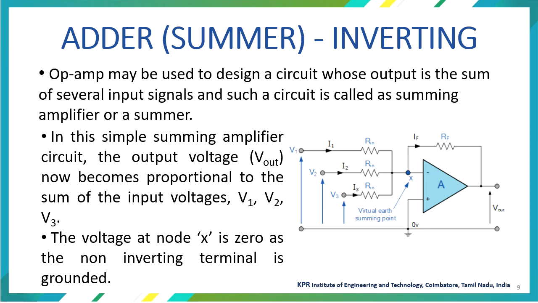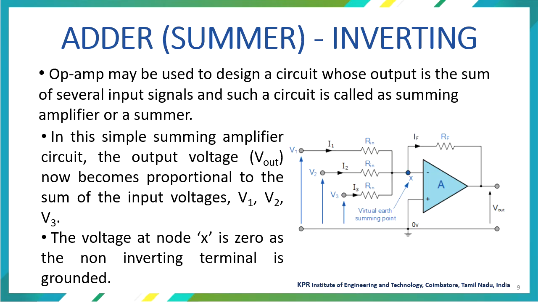When you look at V1, it is supplying current I1 through Rin. When you consider the V2 source, it is supplying the current I2 through Rin. When you consider V3, it is supplying current I3 through Rin. So all the input resistances are considered to be equal.